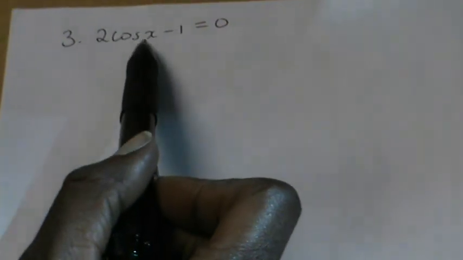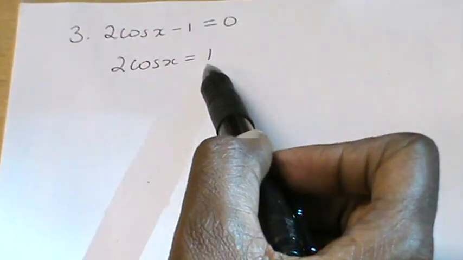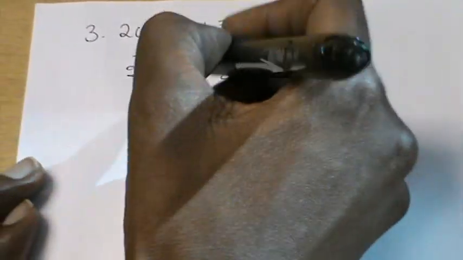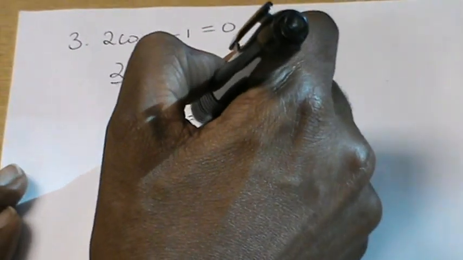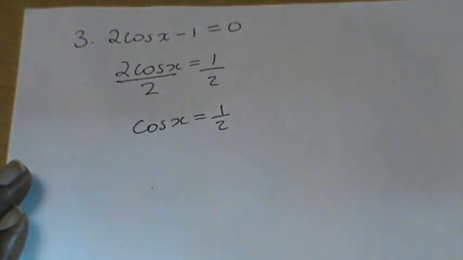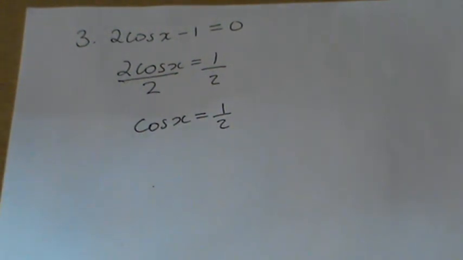So here I need to make cos x the subject of the formula, so I will add 1 on both sides. So it's 2 cos x is equal to 1, so it's now positive because it went to the other side. And I want cos x to be alone, so I will divide by 2 on both sides, and I have cos x is equal to a half. That is the first thing you do. You need your sine, cos, or tan to be the subject of the formula.